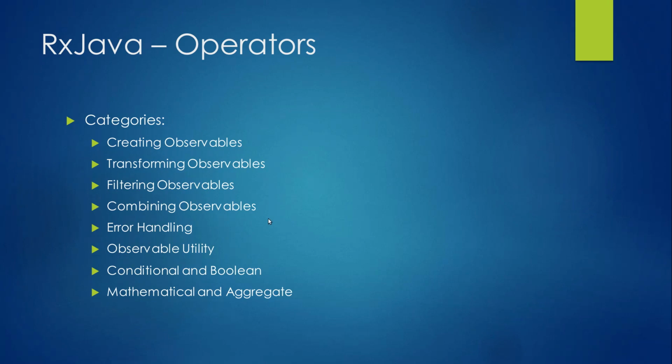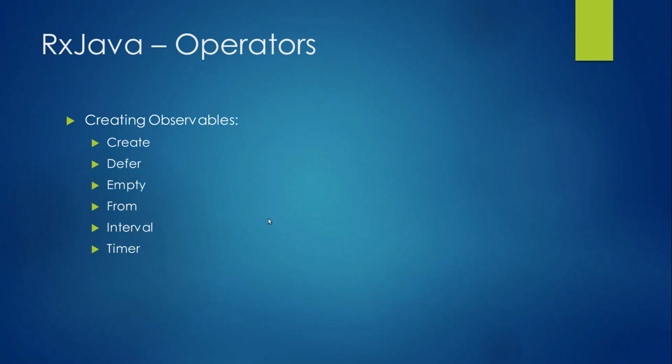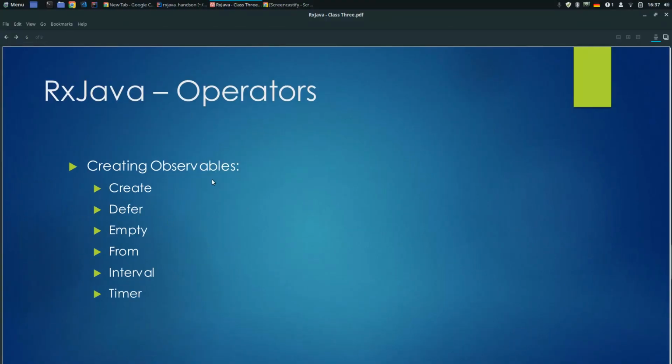So okay, let's go then for the operators that interest us. The first ones we are going to see: I listed not all of them, but the most important from my point of view in RxJava. Those are create, defer, empty, from, interval, and timer. We already used some of them, but let's create now some of them.